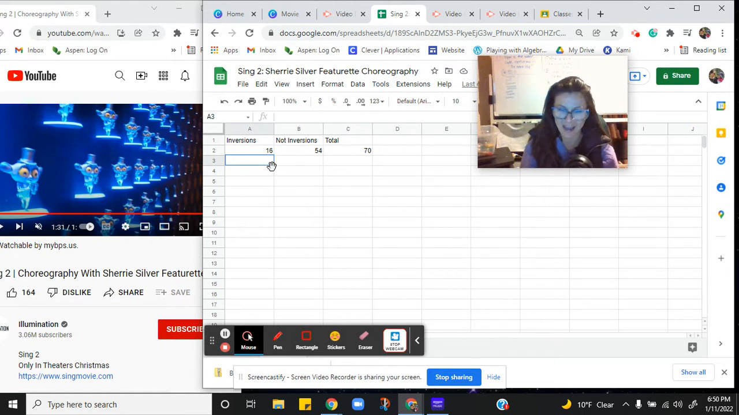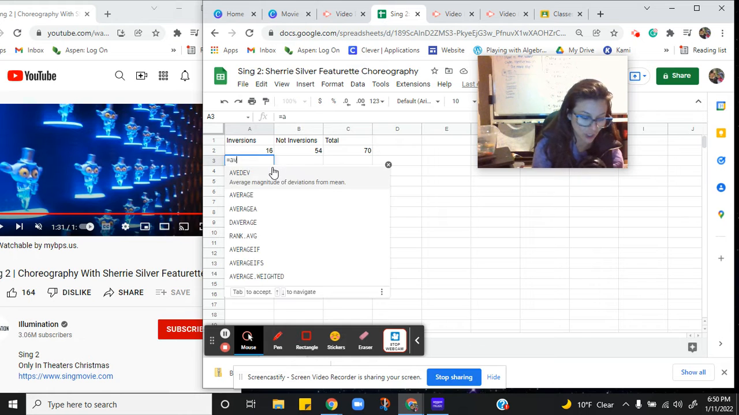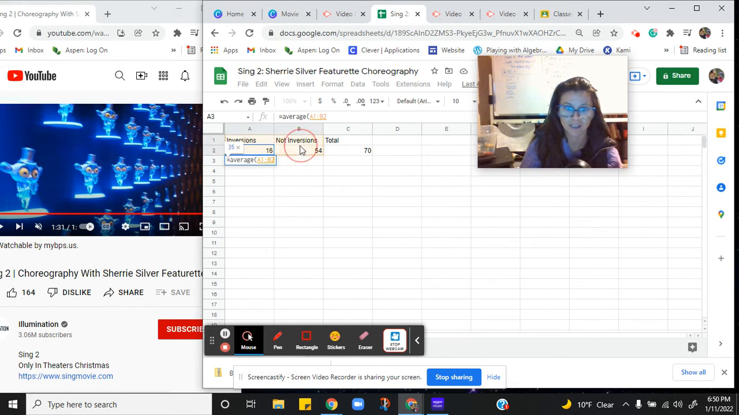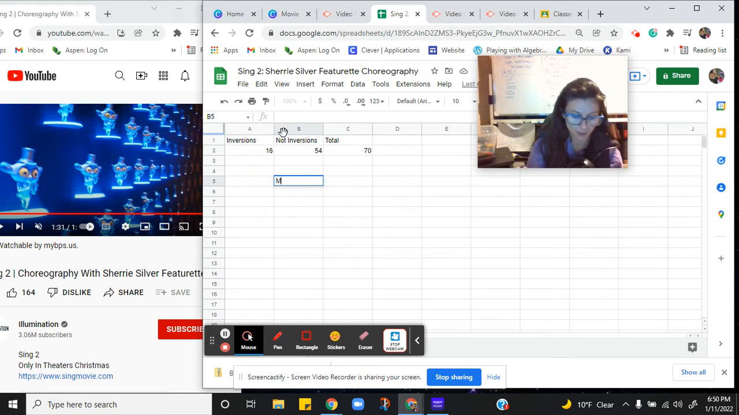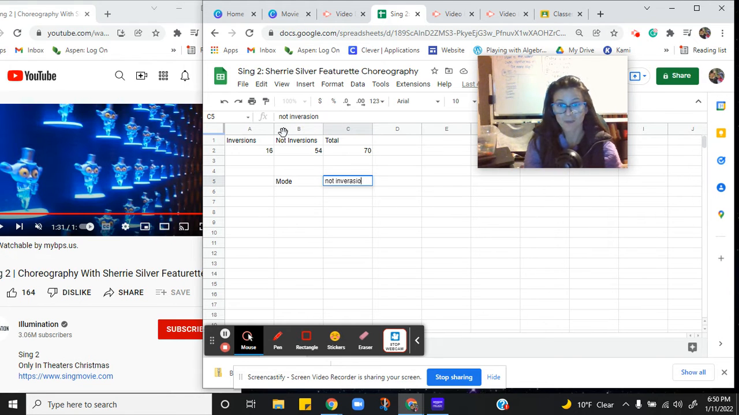But I can't type in average. If I type in average, sure, I can get the average of these two numbers. But that doesn't mean anything. 35 what per what, because an average is a ratio. So when you're just counting, we can only do mode, most frequent. And here the mode is not inversions. And it doesn't seem very mathematical, but it is.